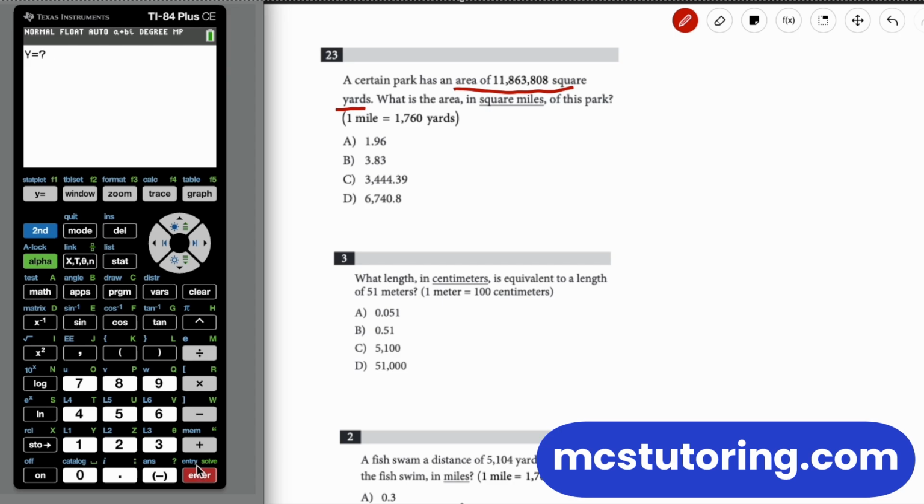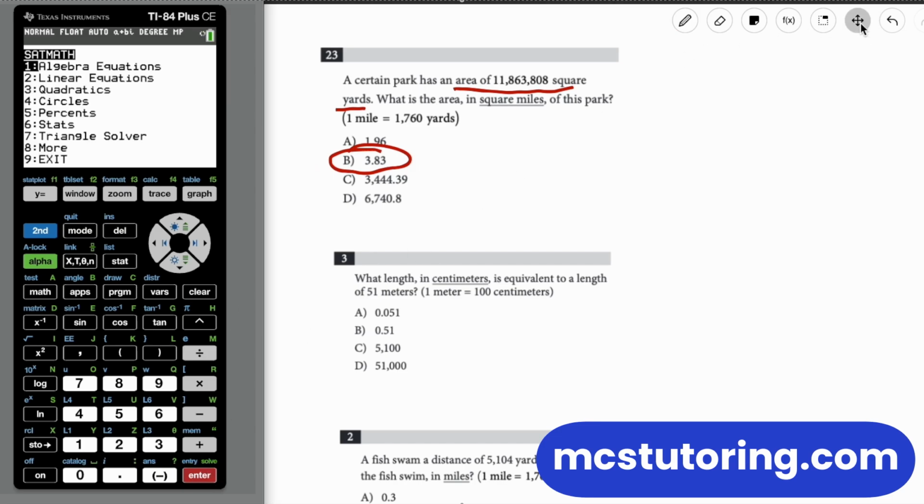Okay. And then how many yards? So what's the Y? I do that: if it's meters, I'll put M; inches, I'll put I. So Y is 11,863,808. You just want to be careful how you enter this. And I'm sorry, I'm not trying to browbeat you. I'm talking to my younger self, because I was always hasty about entering stuff like this into a calculator. Okay, so it looks like we got 3.83 square miles. Perfect. That's a choice.